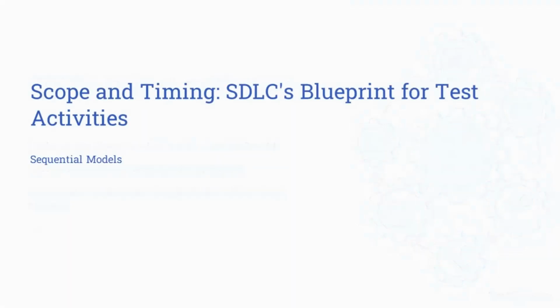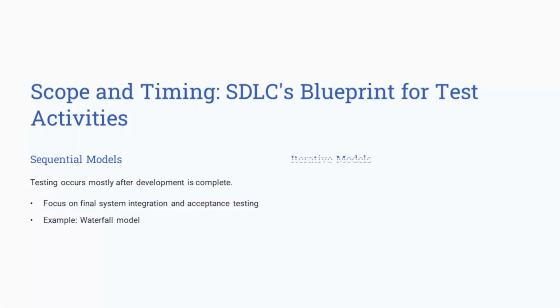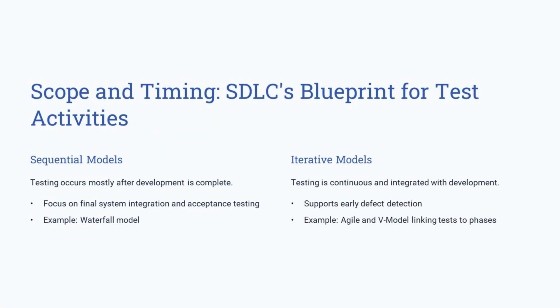Software Development Lifecycle: blueprint for test activities. Sequential models. Testing occurs mostly after development is complete. Focus on final system integration and acceptance testing. Example, Waterfall model. Iterative models. Testing is continuous and integrated with development. Supports early defect detection. Example, Agile and V-model linking tests to phases.